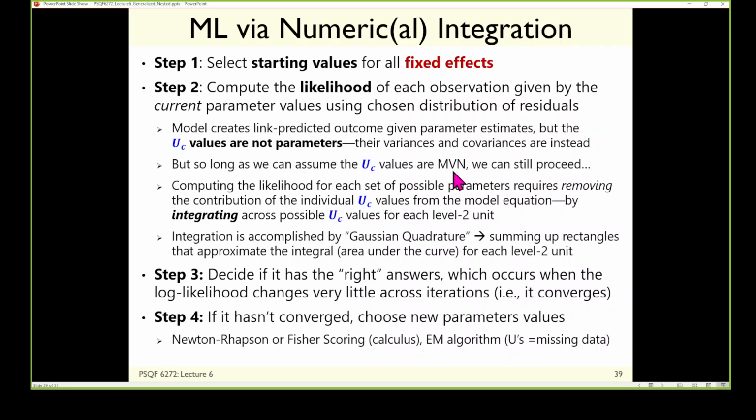So we proceed by assuming that the U's are multivariate normal, and we compute a likelihood for each set of parameters by removing the contribution of the U, and I've got an example of this on the next slide. That's what's known as integrating it out. It's accomplished by Gaussian quadrature, which is dividing up the distribution into rectangles and summing over them. Decide if the answers are good enough, which happens when the total height doesn't change very much across different versions of trying new parameters, and try new ones until you get to that point.